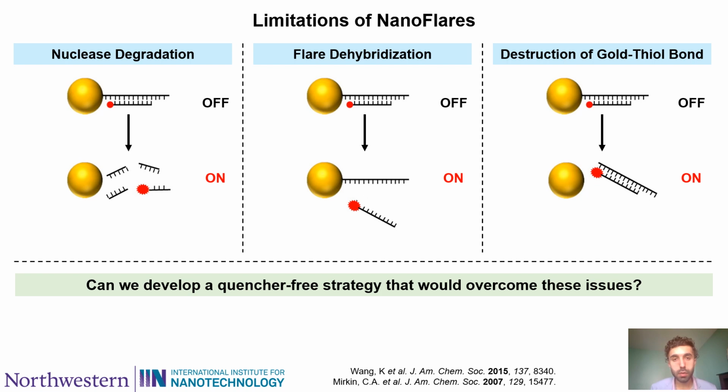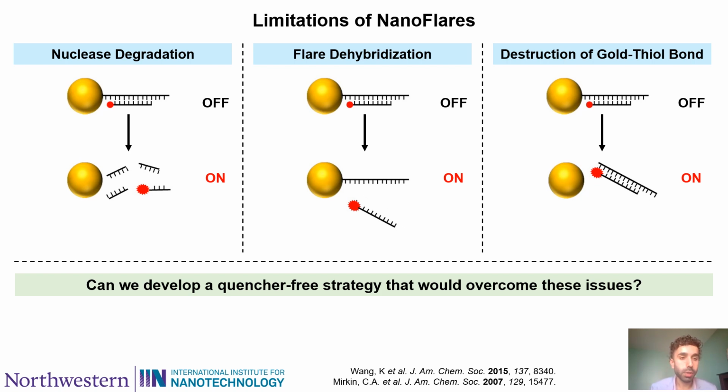What do I mean? Remember, before I said that SNAs are more resistant to nuclease degradation than their linear cousins, but they're not perfect. If they get degraded inside of cells, the gold and the dye will become separated from one another and you'll see fluorescence, even if your target of interest isn't present. The same thing can happen for flare dehybridization or destruction of the gold-thiol bond. So as an engineer, you really have two choices for how to fix this problem. You can fix each of these three problems individually or fix the unifying limitation as a whole. The unifying limitation as a whole is that the fluorescence is only off when the dye is in close proximity to gold. So if you're able to make fluorescence turn on dependent upon not proximity, but something else, you may be able to overcome this limitation.